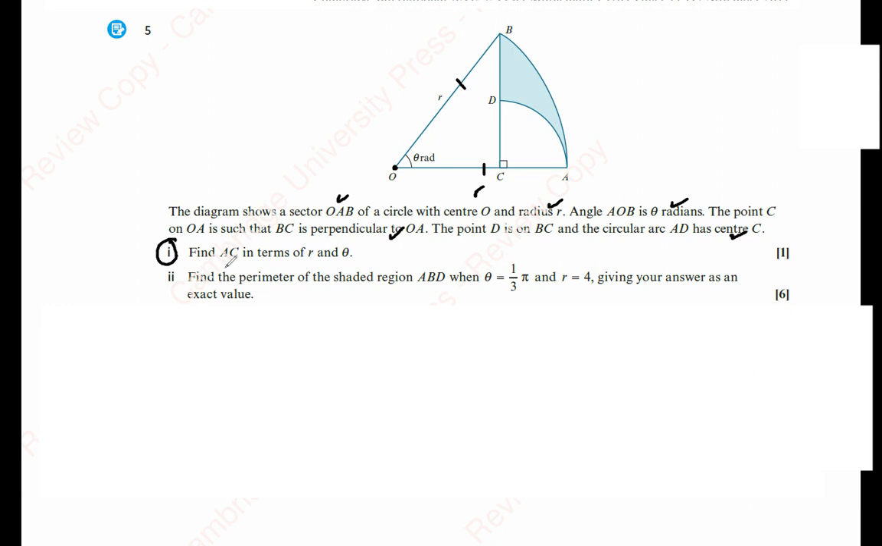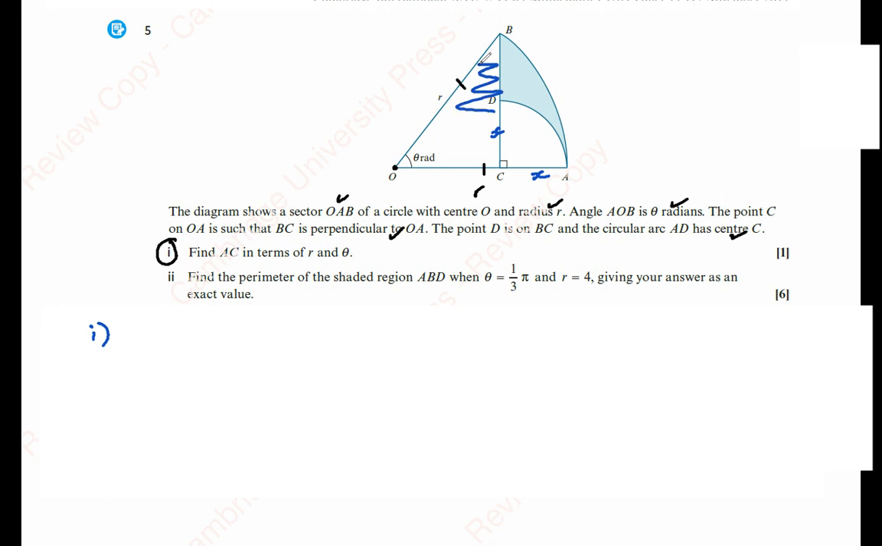The first question now asks us, find AC in terms of R and theta. So just find AC basically. R and theta will come up on their own as you work it out. If we're working out AC, I can see that it's a portion of the radius R. It's also a radius of this entire quarter of a circle. All right, so maybe we can call this length X.